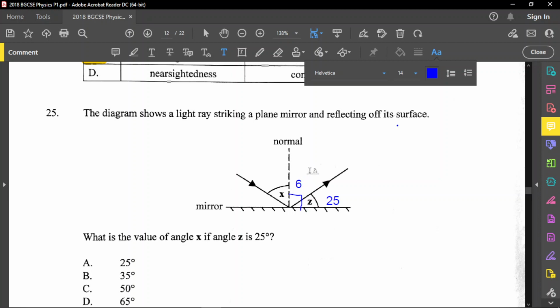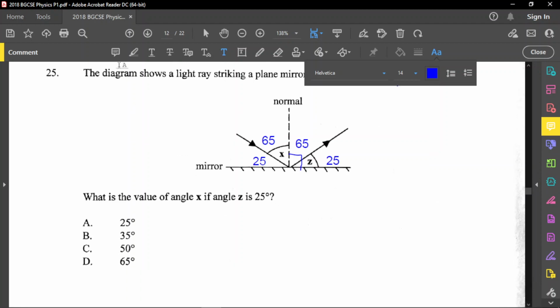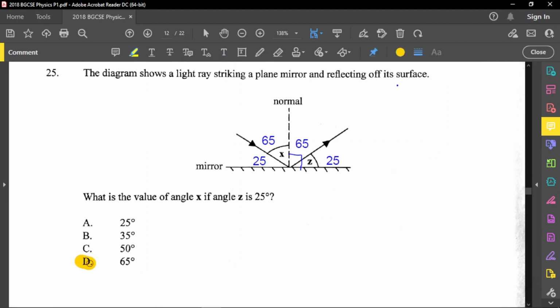If this is 65, then the angle of incidence and angle of reflection are the same. Remember that for a plane mirror, the angle of incidence is equal to the angle of reflection. So here is also 65, and here will be 25. So those will be our angles. The angle X is actually 65, and so D is our correct answer.